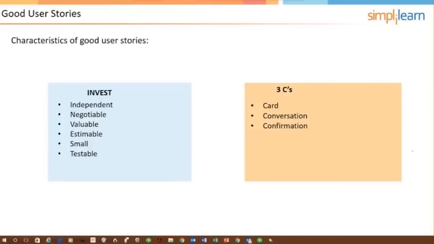And then the next one we have here is the three C's of a user story. So the first C, team, is card. So user stories should be able to be written on a 4x6 inch index card or some media similar to that. Card.